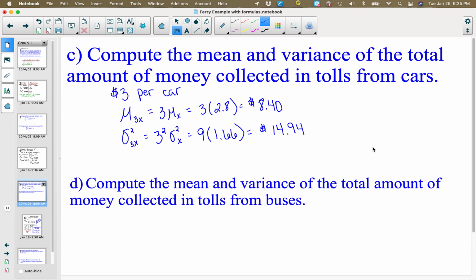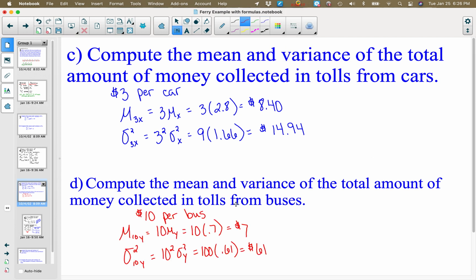Then in part D, compute the mean and variance of the total amount of money collected in tolls from the buses. So go ahead and pause this and give it a try. Okay, so it's $10 per bus. So when you take mu sub 10y, 10 times mu sub y, we end up with $7. You have to look back and see what mu sub y was and sigma squared sub y. And for the variance, we get $61. Now, if we had wanted the standard deviation, you just take the square root of the variance, and that's the standard deviation.